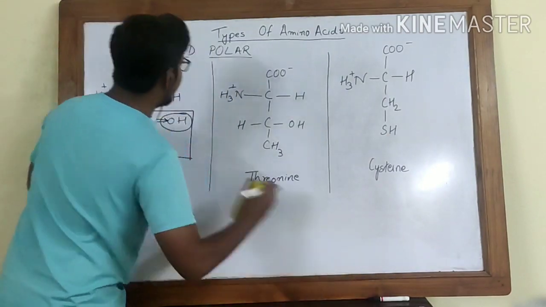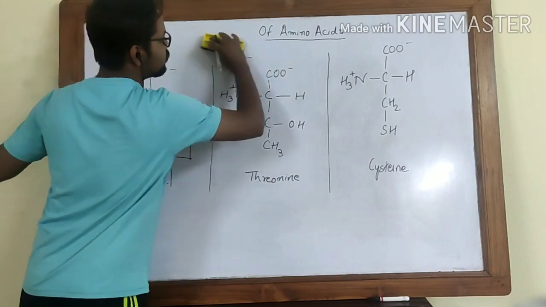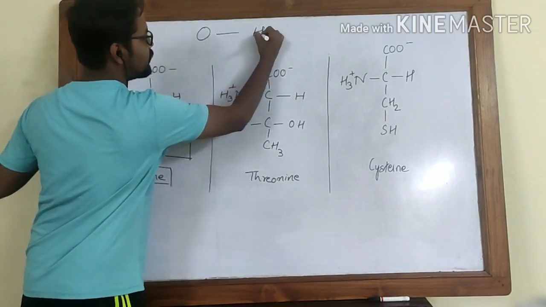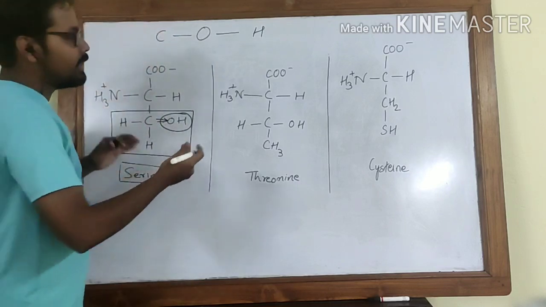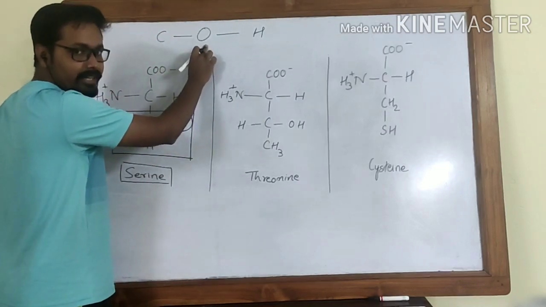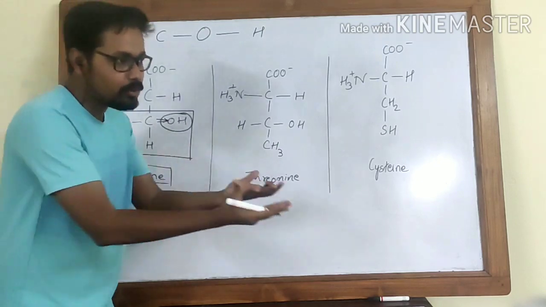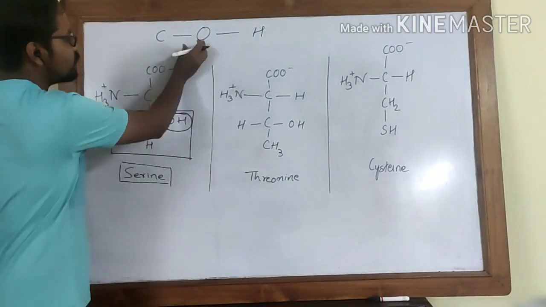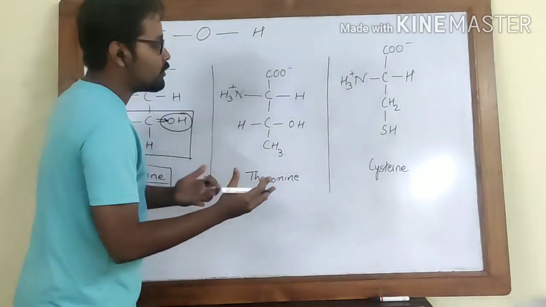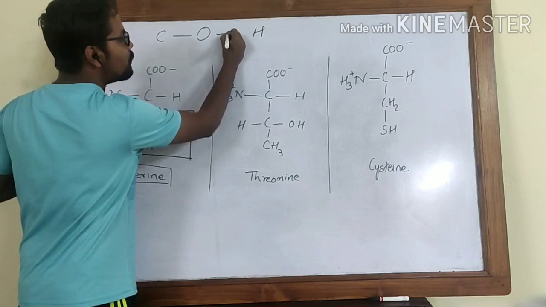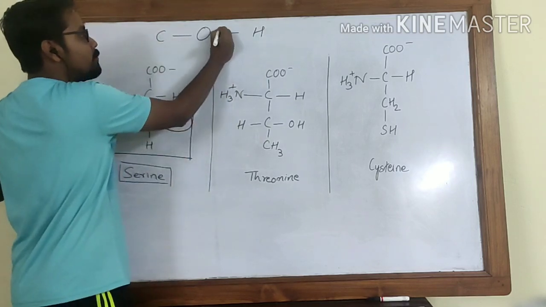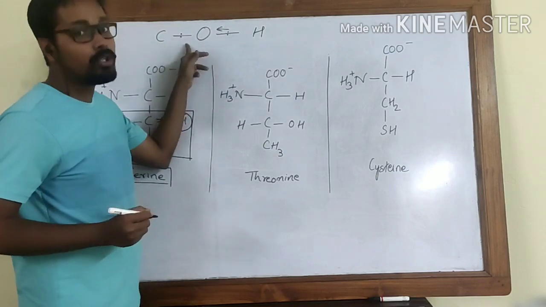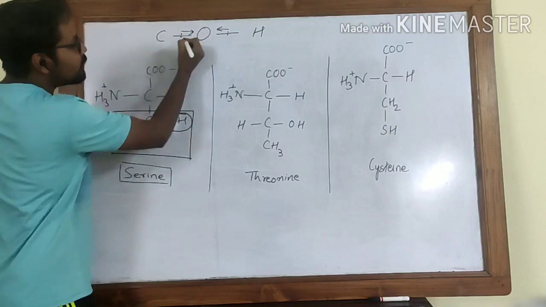Let me erase this part. For better understanding, we have oxygen and hydrogen bonded, and this is bonded to C. Since oxygen has higher electronegativity, meaning the desire to gain electrons, the electrons present in this bond will not be at the center. They will be attracted more towards the oxygen. Similarly, the pair of electrons between C and O will also not be at the center. They will also be attracted towards oxygen.